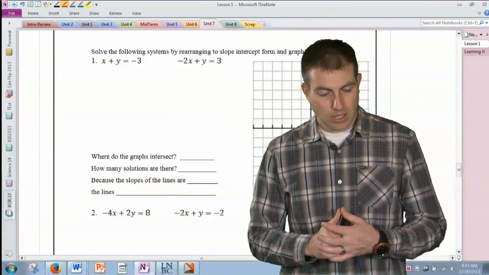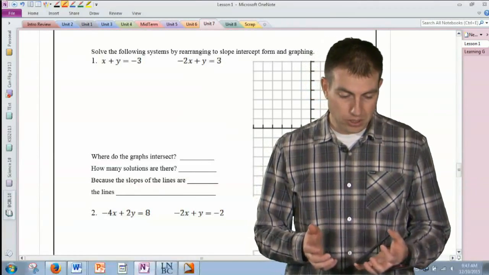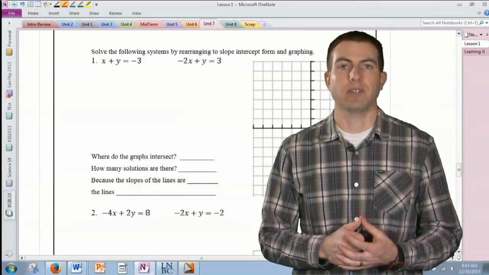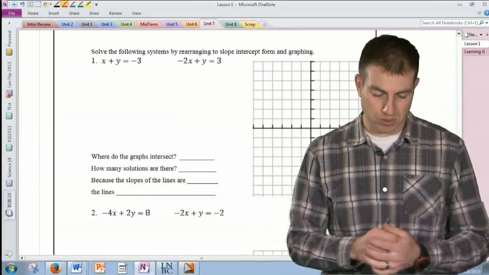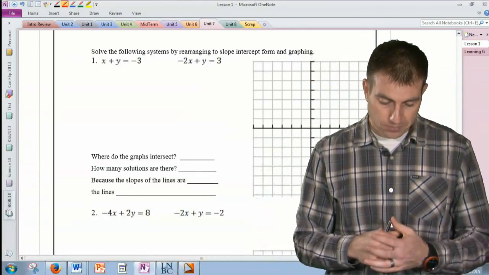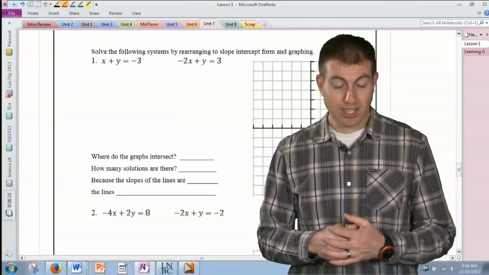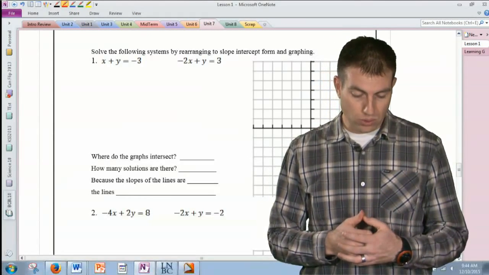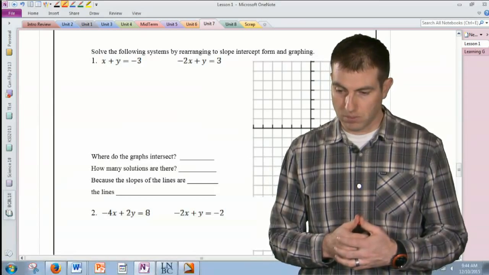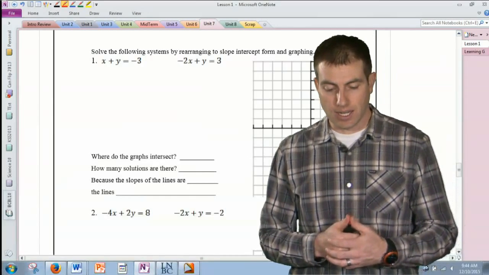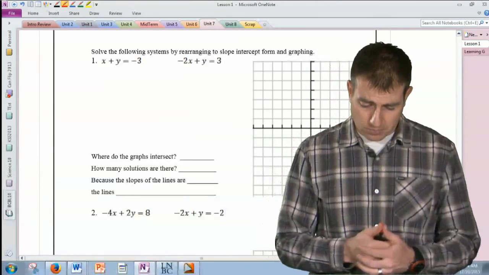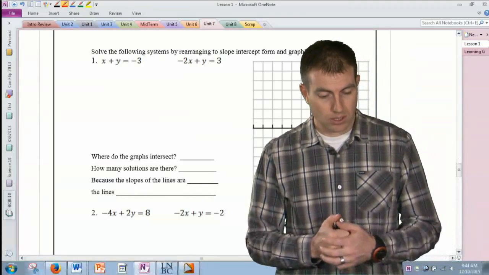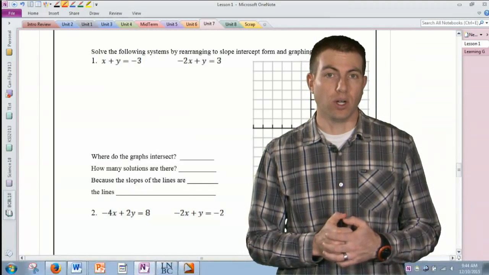So, solve the following system by rearranging to slope-intercept form and graphing. Generally speaking, slope-intercept form is going to be the easiest one to do. Because graphing these lines is exactly what we just did, I would like you to attempt this example, and then we'll get you to come back and let me know what you ended up with for a solution.